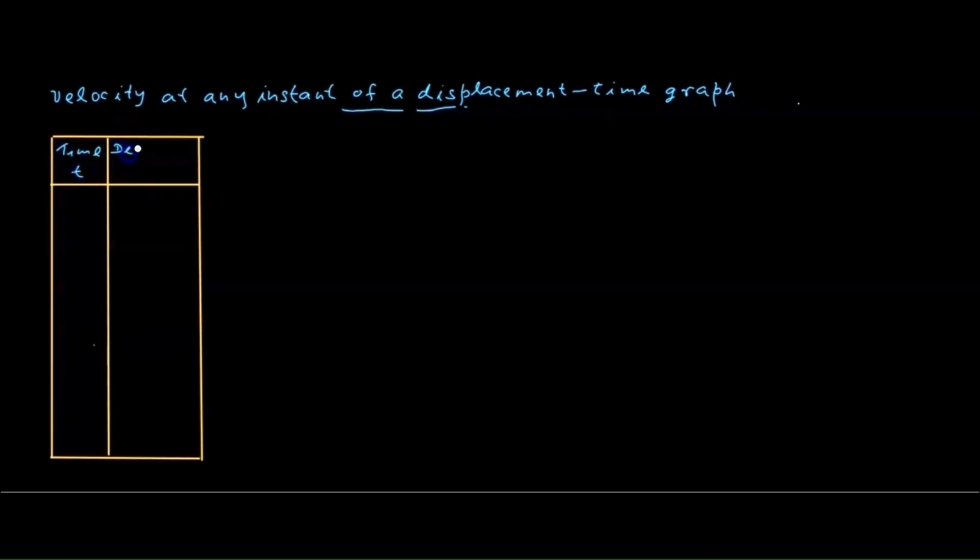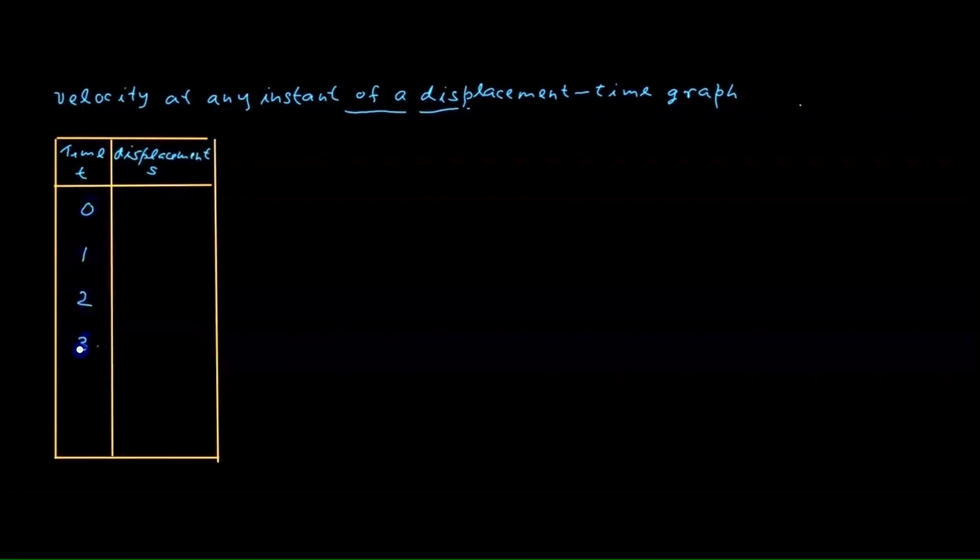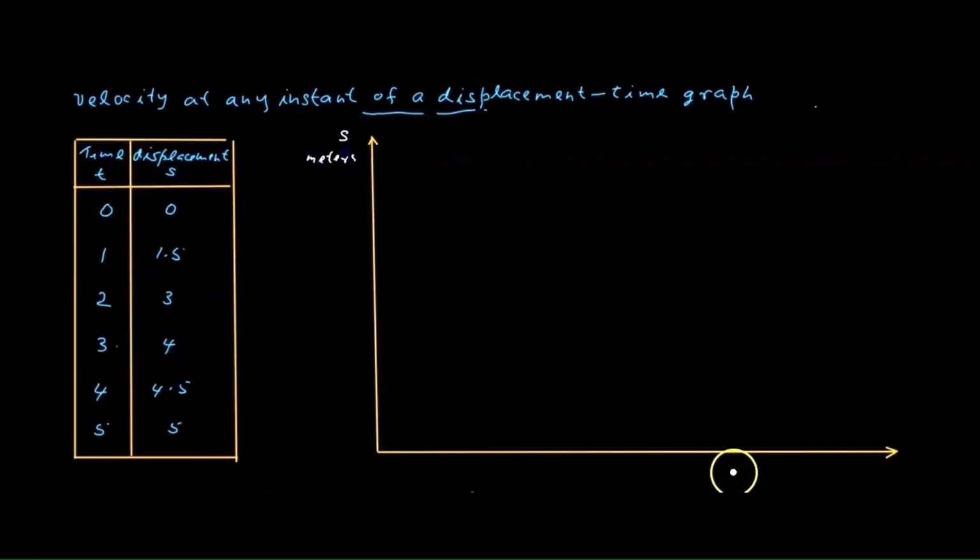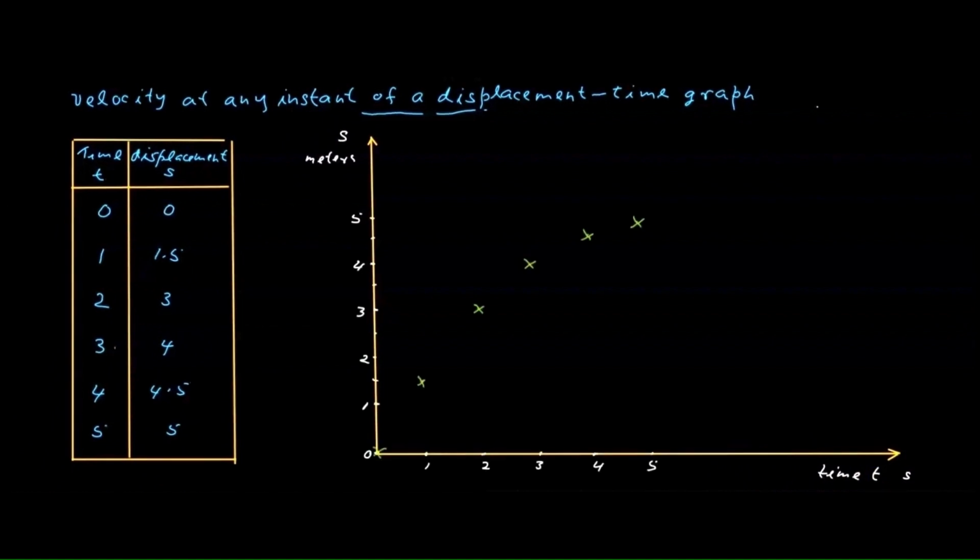Next we want to find what gives the velocity at a particular time on the displacement time curve. The following table gives the displacement at times 0 to 5 seconds. First, plot these on a graph. We get a graph as shown.